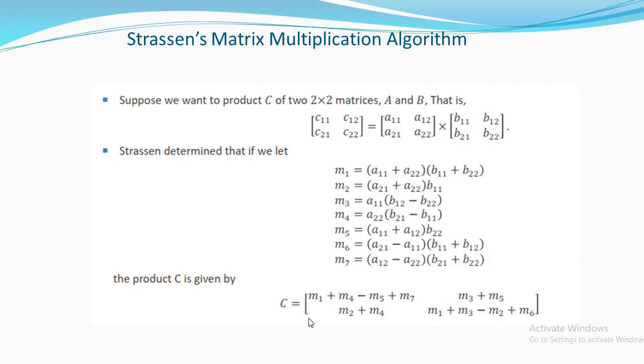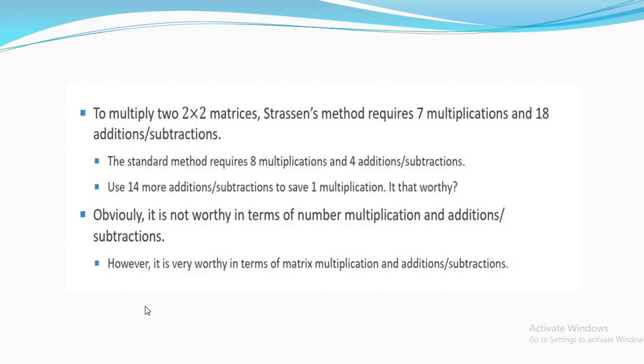So the product C is given as C11 equal to M1 plus M4 minus M5 plus M7, C12 equal to M3 plus M5, C21 equal to M2 plus M4, and C22 equal to M1 plus M3 minus M2. This is the product of Strassen's matrix multiplication. So this multiplication requires 2 cross 2 matrices.